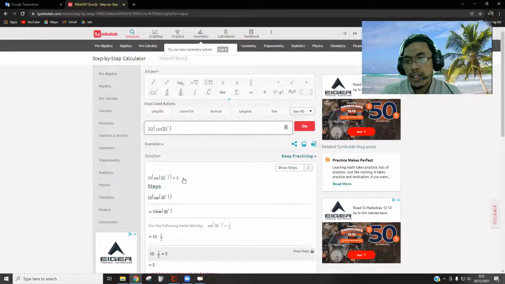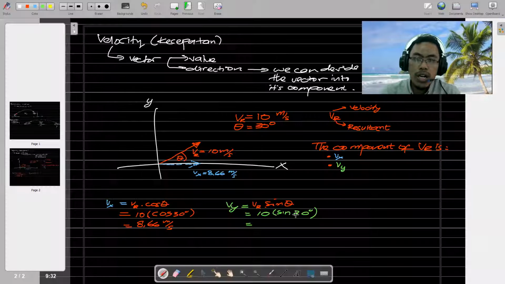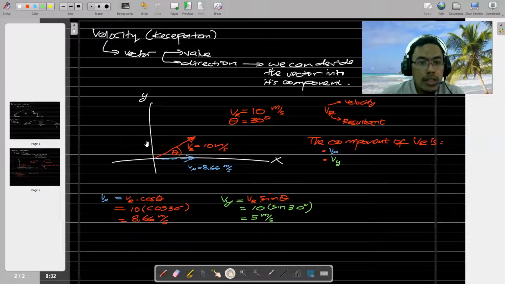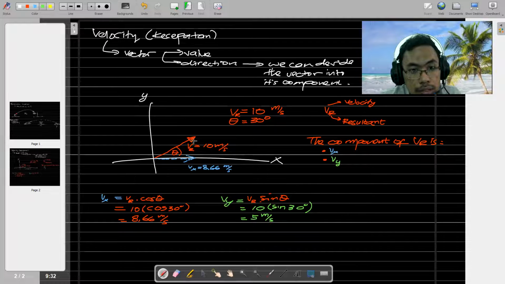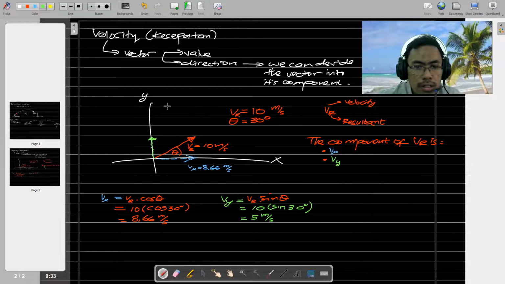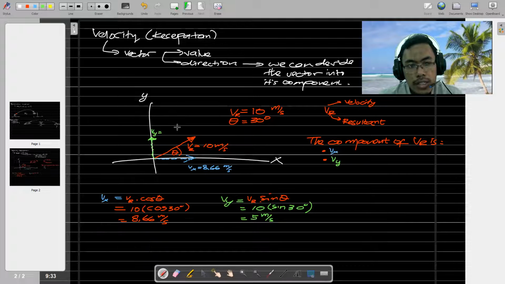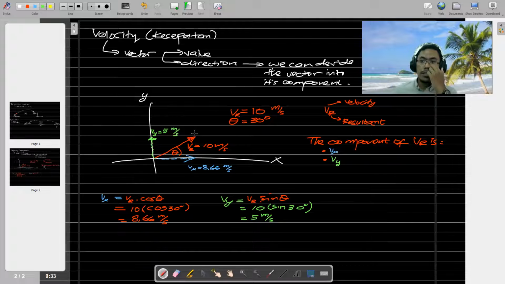Without any square root or something, it's directly 5. So I will put the number 5 here, 5 meter per second. In this case I will write the Vy is 5 meter per second.